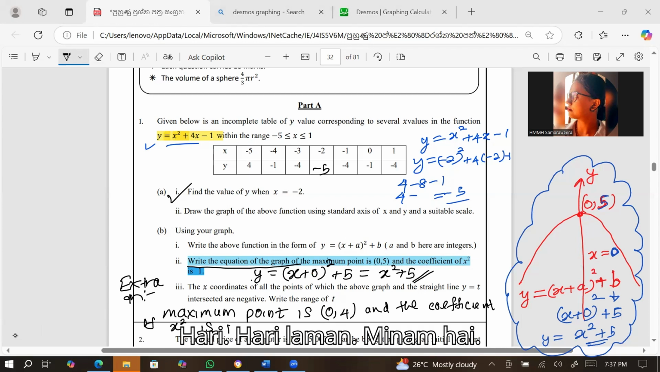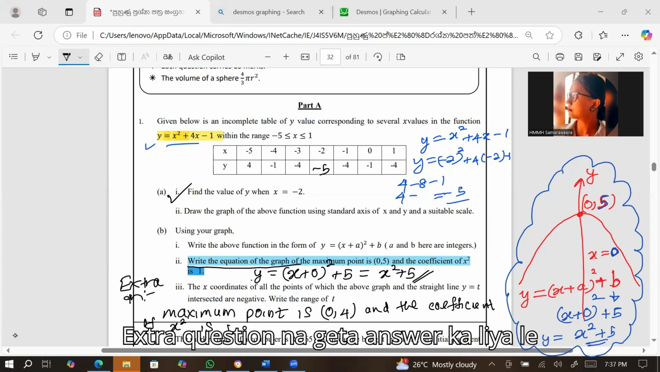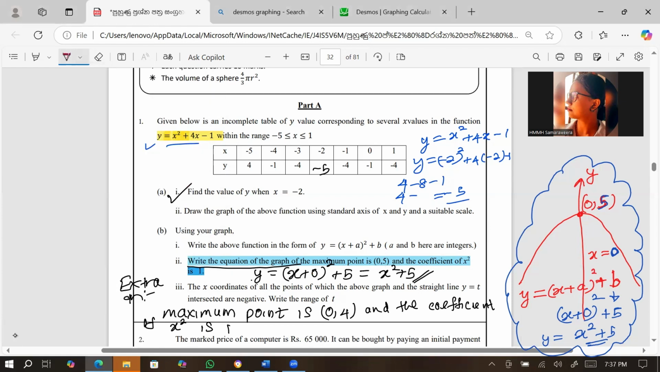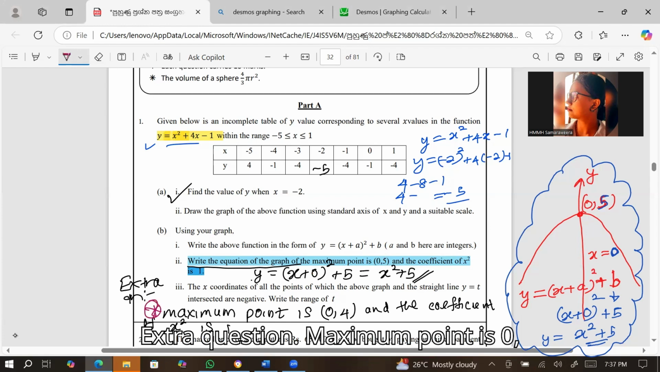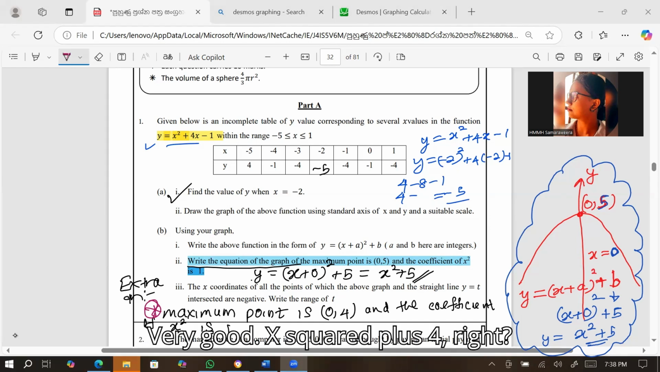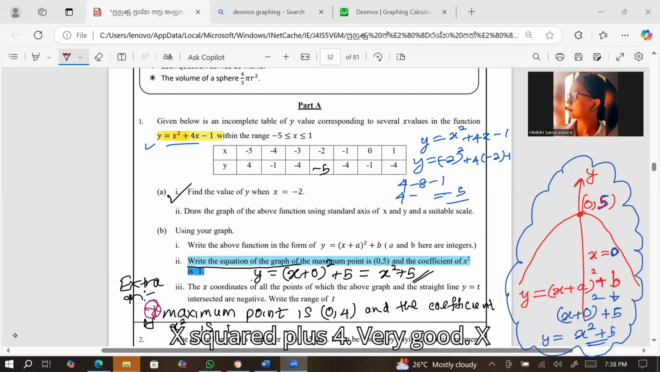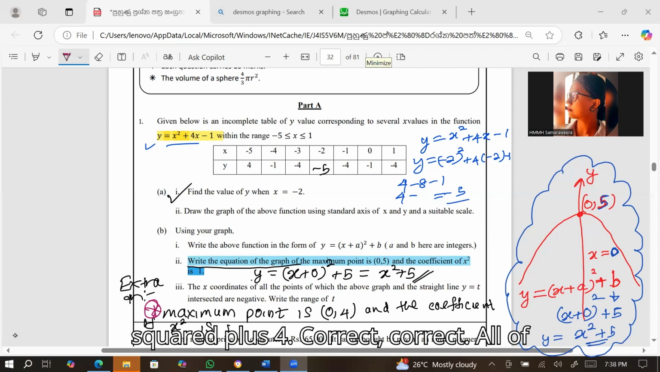Okay children, try writing down the answer to this extra equation and send it. Extra equation: maximum point is (0, 4) and the coefficient of x squared is 1. Very good. x squared plus 4, right? Correct. All of you have got a good idea about this.